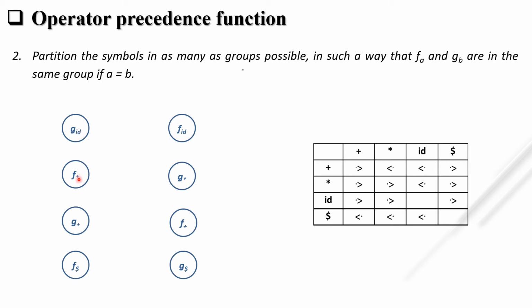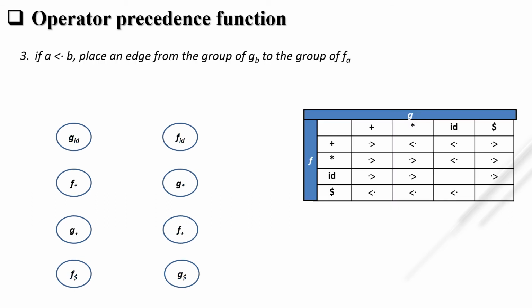Simply write all the terminal symbols: id, star, plus and dollar. If you start with f, then you have to put here g. If I start with g, then I put here f, then g, then f. Similarly, if I start with f, the next group member is from g, next from f, next from g. Take the terminal symbols and create the groups, nothing else. It is very simple. This is one group, this is the second group.